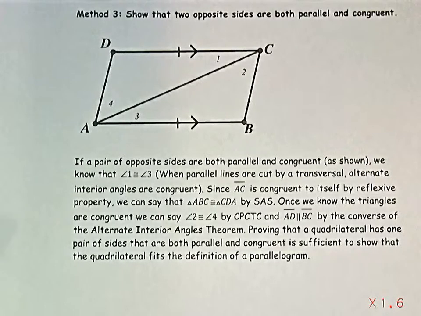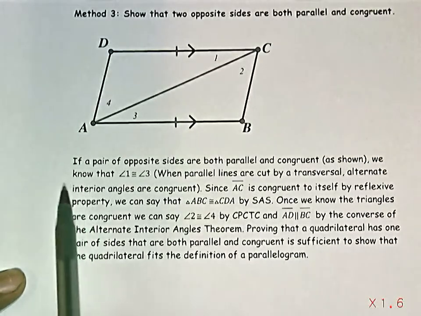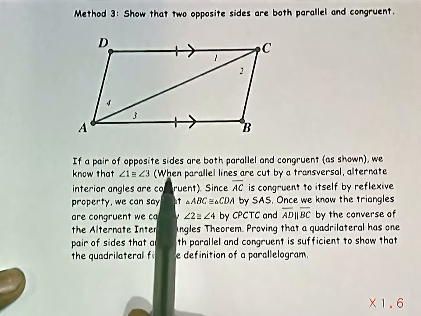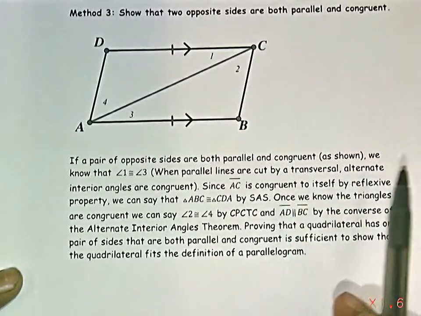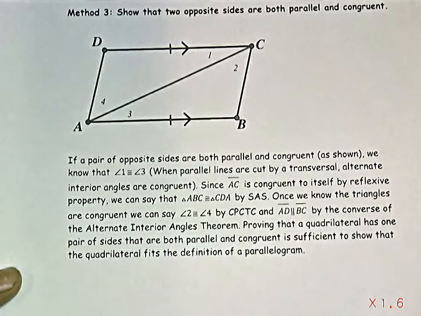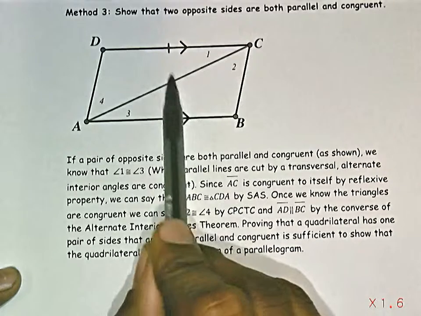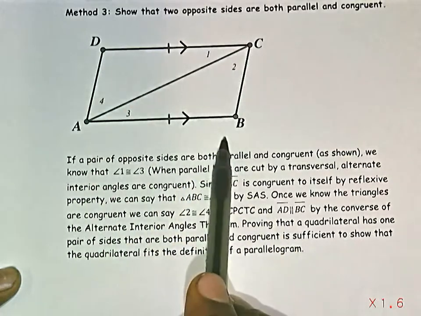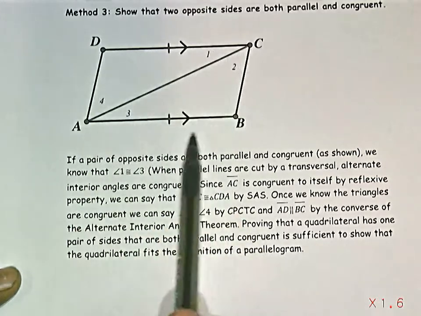So method number 3 on the ways of proving that a quadrilateral is a parallelogram gives a good opportunity to develop some reading strategies. Just beginning the reading, it says, if a pair of opposite sides are both parallel and congruent, and then in the parentheses we have "as shown." With students I would say, this is a good opportunity to look and see what they mean by "as shown." So we look at the diagram and might ask, what do the tick marks mean? They tell us that segment DC is congruent to segment AB. What do the arrows mean? They tell us that segment DC is parallel to segment AB.